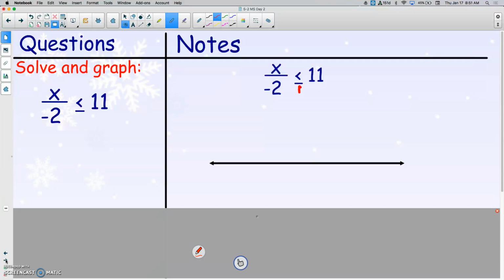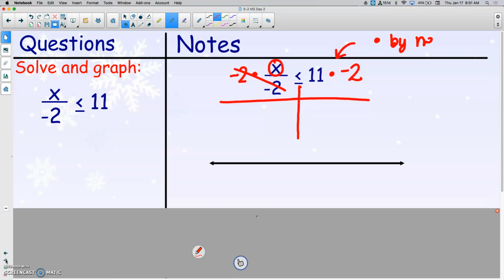So this inequality, circle my variable, says x divided by -2 is less than or equal to 11. The inverse of dividing by -2 is multiplying by -2. So I'm going to show that by using a dot for multiplication like this. Now, these -2's cancel out. Because I multiplied by a negative, I have to flip my symbol. So the inequality symbol changes.